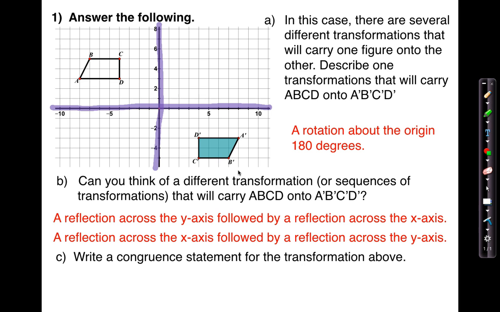So the next question is, write a congruent statement for the transformation above. So basically, these are quadrilaterals since they're four-sided, and A corresponds to A prime, B corresponds to B prime, C corresponds to C prime, D corresponds to D prime, and for that reason, I can go ahead and basically use this format, but go ahead and write quad in front. So I'm going to put quadrilateral A, B, C, D is congruent to quadrilateral A prime, B prime, C prime, D prime.